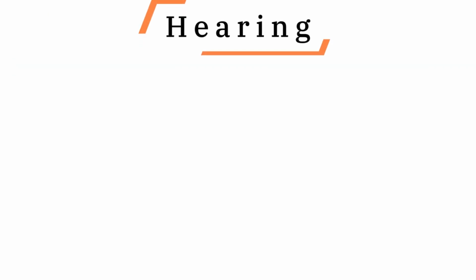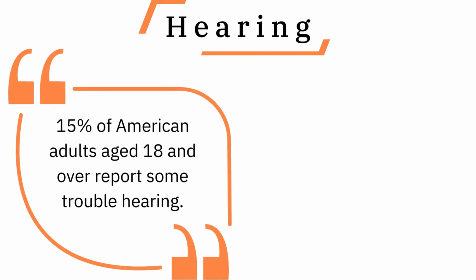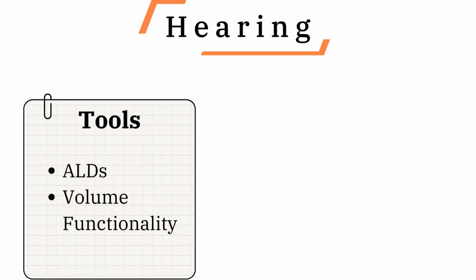Hearing. Approximately 15% of American adults, age 18 and over, report some trouble hearing. People that have trouble hearing have a harder time understanding videos, oral directions, and any key information that is given orally. Some tools that people with impaired hearing can use are ALDs, assistive listening devices, to help amplify sounds. Learners also benefit from a wide range of volume functionality if possible.